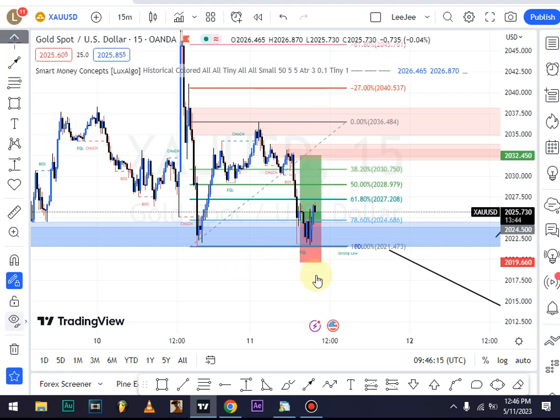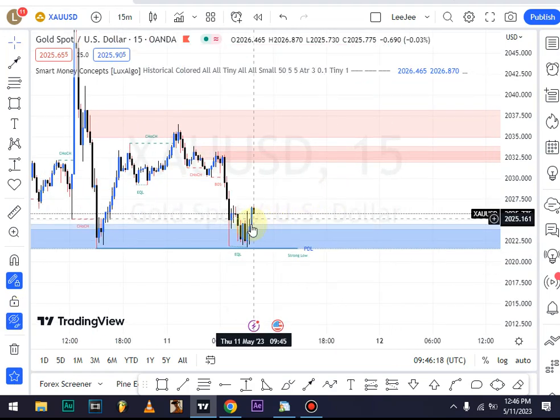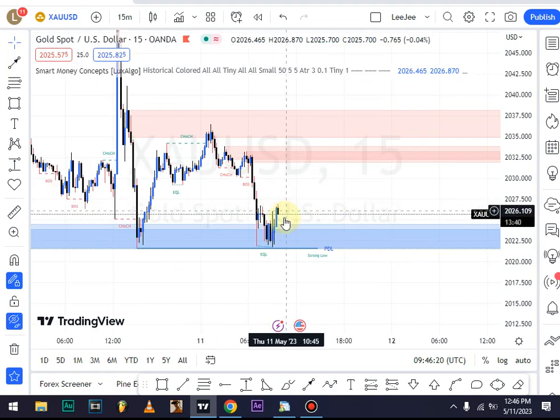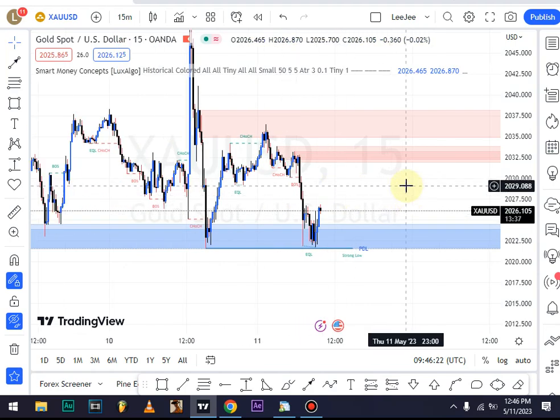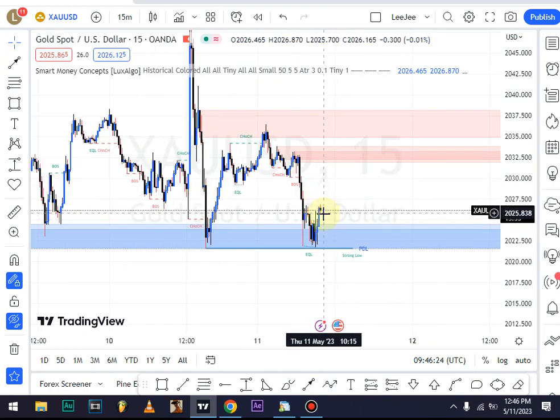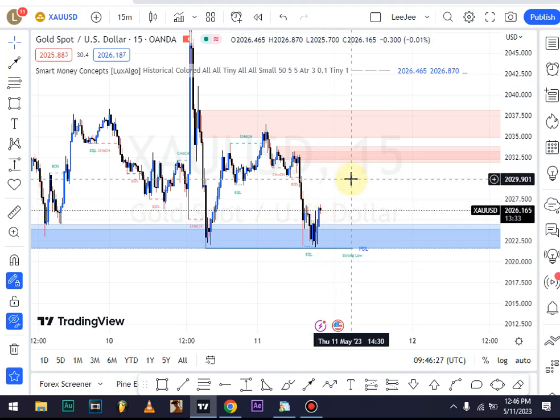So, this is a great candlestick, gang. This is just to show that bulls are now in control. Right, so I don't care what's happening right now with this candlestick that just opened.